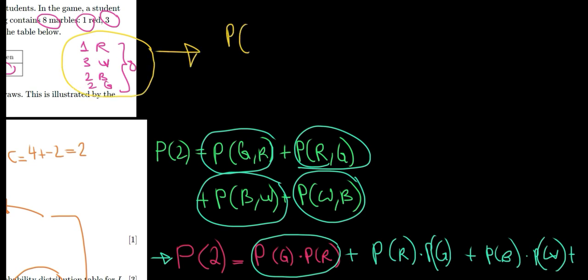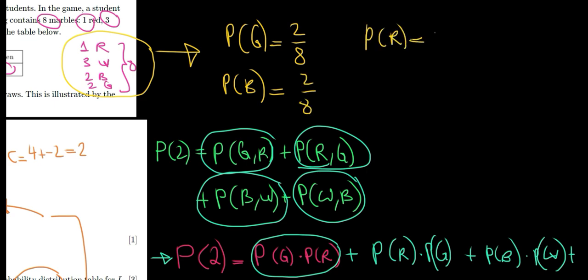The probability of having green equals 2 over 8, because we have 2 out of 8 green. Probability of blue equals 2 out of 8 as well. Probability of red equals 1 out of 8. Probability of white equals 3 out of 8.